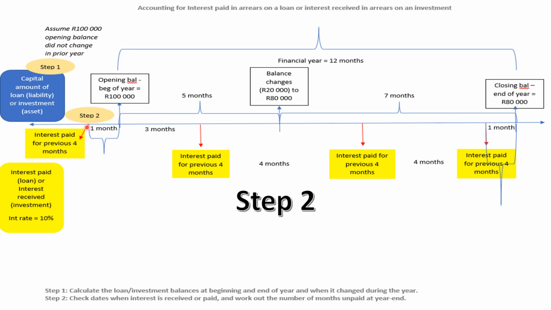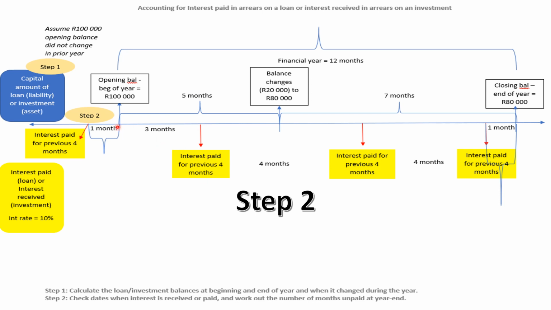So in this question, we can assume that 1 month before the end of the prior year, interest was last paid for the previous 4 months. So interest gets paid every time for the 4 prior months. So 1 month before the end of the year, interest would have been paid for the 4 months up to that point. So by the end of the previous year, there would have been 1 month that we would have needed to accrue for as interest because it would not have been paid yet by the end of the year.